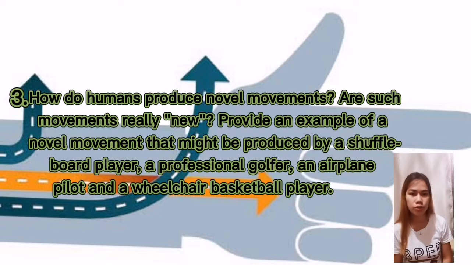New motor patterns are learned through movement interaction with rich sensory environments and challenging experiences that push a person to solve problems they encounter. The knowledge about motor control and motor learning shapes our understanding of how individuals progress from moving to skill and motor performance through the lifespan. The novel movement of a shuffleboard player, a professional golfer, an airplane pilot, and a wheelchair basketball player is that they all use their arms and hands, and they swing their arms to execute movements with balance and control.